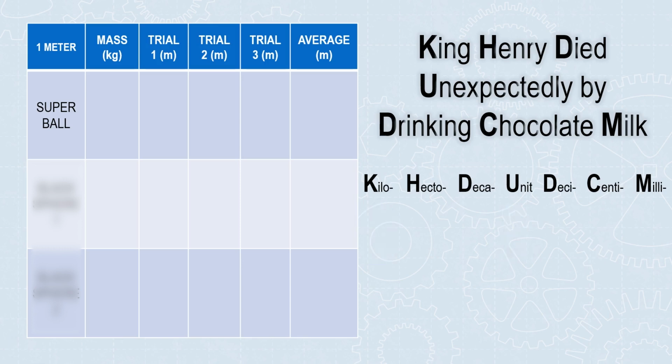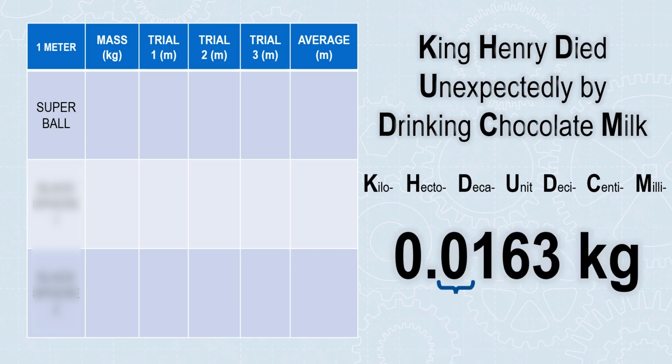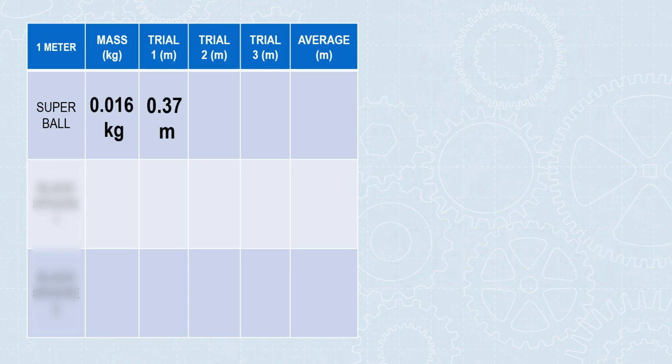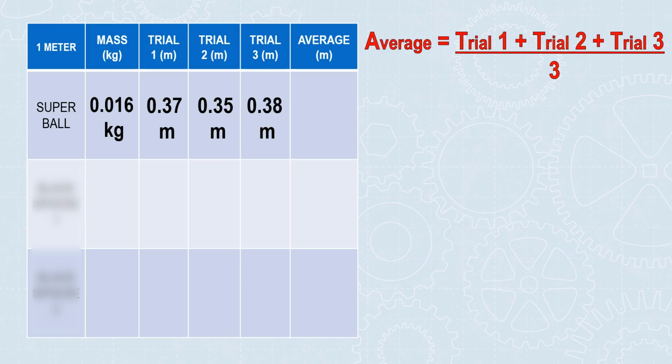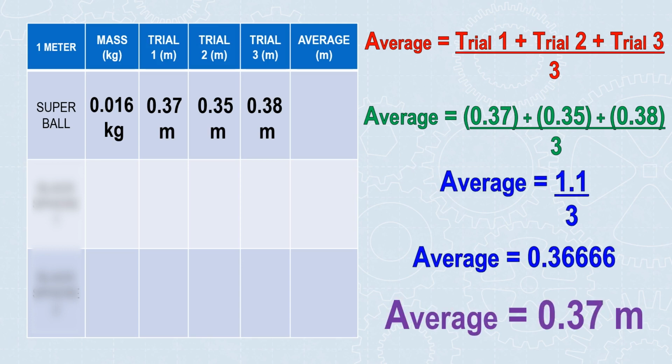So if the mass from the scale was 16.3 grams, I move my decimal 3 place values to the left. If I leave a gap, that gap gets replaced with a 0. Wherever my finger, pointer, pencil ended, that's where the decimal ends up. So 16.3 grams is about 0.016 kilograms. You'll measure the rebound height 3 times, and then you'll add up those 3 trials and divide by 3 to get the average. My average in this case is 0.37 meters, or about 37 centimeters.